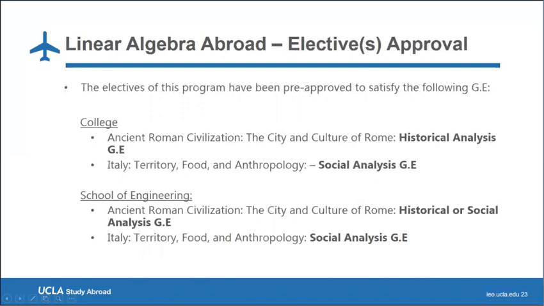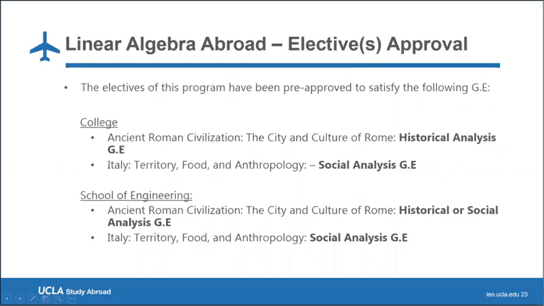If you're part of the college, Ancient Roman Civilization has been pre-approved to satisfy the historical analysis GE, and the Italy, Territory, Food, and Anthropology course has been pre-approved to satisfy the social analysis GE. If you're part of the School of Engineering, the Ancient Roman Civilization course has been pre-approved to satisfy the historical or social analysis GE, and the Italy, Territory, Food, and Anthropology course has been pre-approved to satisfy the social analysis GE.